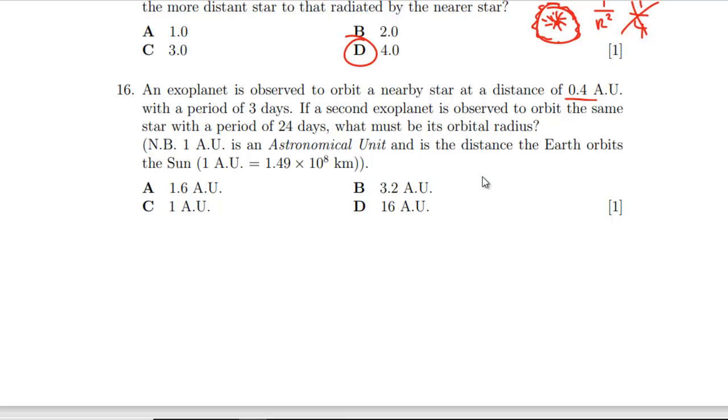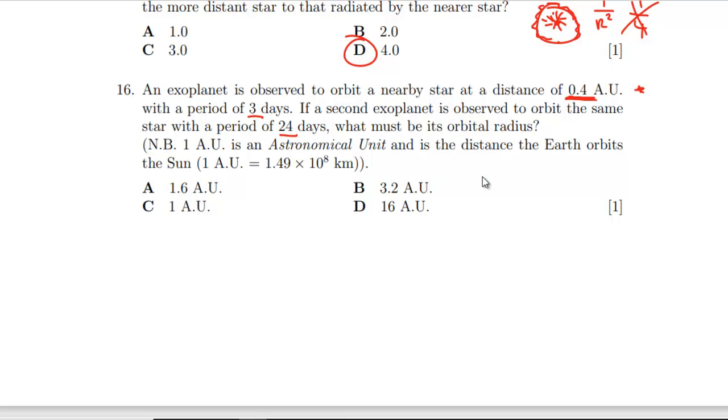At a distance. Okay, all right. So yeah, that's the orbital distance, not the distance of the star. That would make no sense if it was closer than the sun. So yeah, it's orbiting at that distance with a period of 3 days. There's a second one orbiting with a period of 24 days.